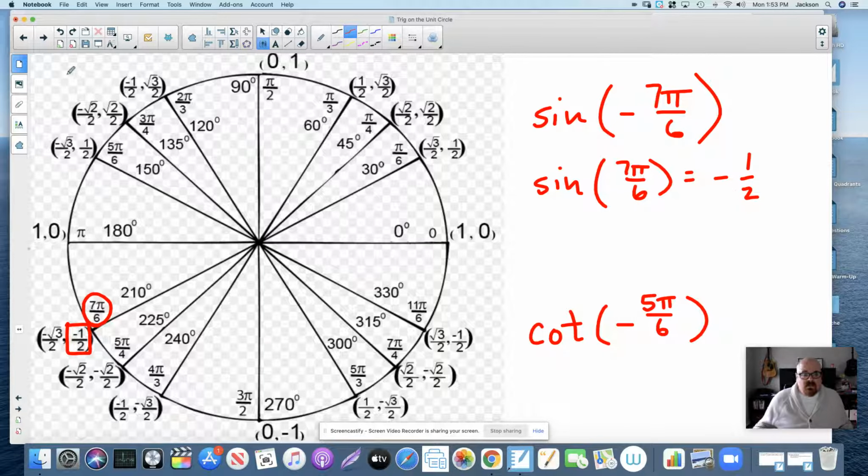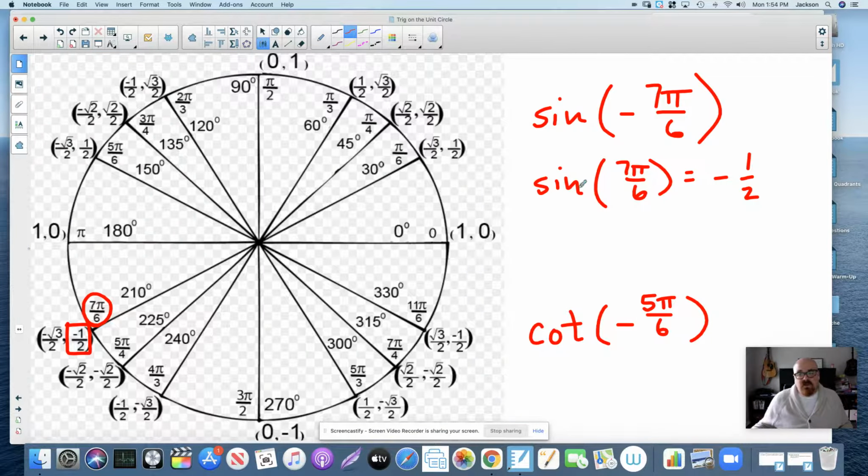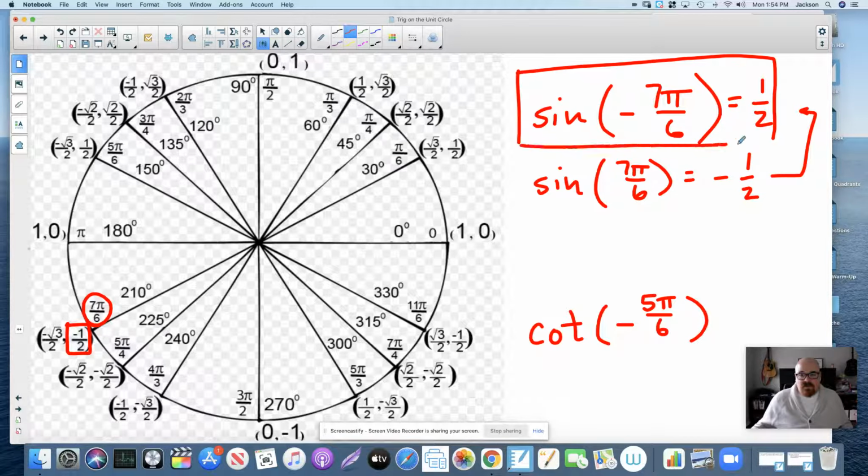Now, what did we say? We said that to find this value, you take the sine of the positive angle, then take the opposite. So we found the sine of the positive angle, which was negative 1/2. Now we take the opposite of that to get the actual answer that they were looking for.